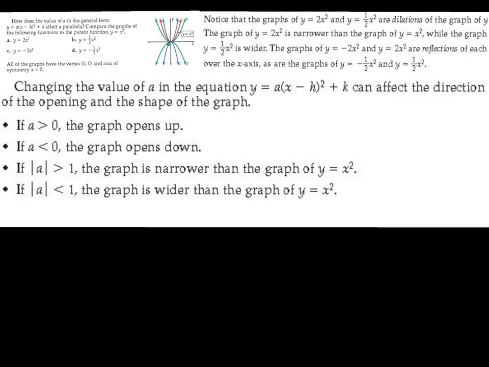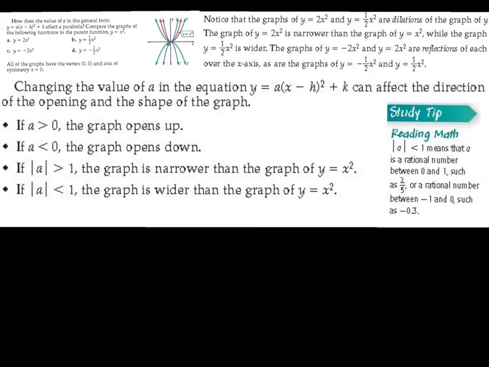Changing the value of a in the equation y = a(x − h)² + k can affect the direction of the opening and the shape of the graph. If a is greater than 0, the graph opens up. If a is less than 0, the graph opens down. If the absolute value of a is greater than 1, the graph is narrower than the parent function. And if the absolute value of a is less than 1, the graph is wider than the graph of the parent function. The absolute value of a being less than 1 means that a is a rational number between 0 and 1, such as 2/5, or a rational number between −1 and 0, such as −0.3.